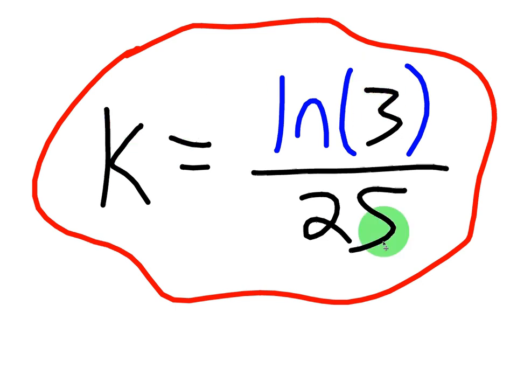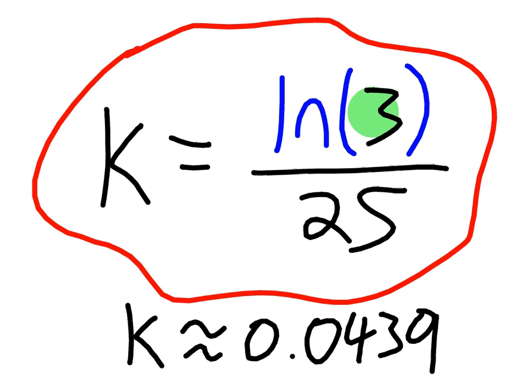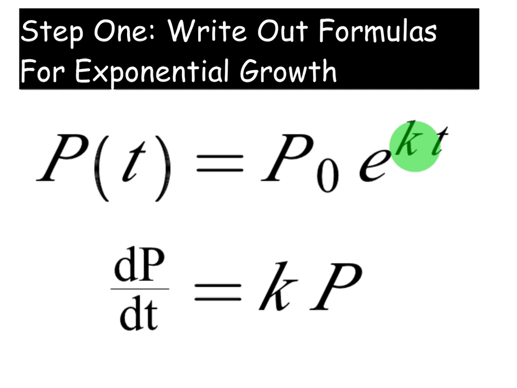Now we have k is equal to the natural log of 3 over 25, which is our growth constant. Let's see what that is as a decimal. Now, as a decimal, that k is approximately equal to 0.0439. Now, why is this important? Why solve for k? Well, basically what you could do with that is you could plug that back in to your population formula, and now that you know the growth constant, all you would need is the initial population to figure out the population at a given point in time.